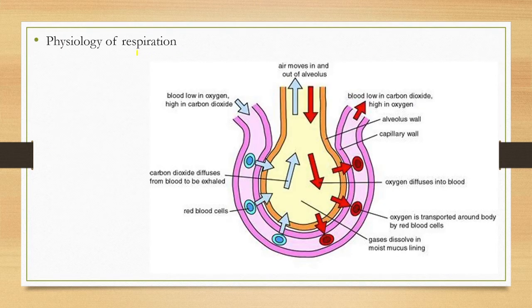Now what happens during respiration? So there is a physiology of respiration. So this is alveoli, this is the pulmonary artery, and this is the pulmonary veins. So this is a movement of air. So blood low in oxygen, high in carbon dioxide.